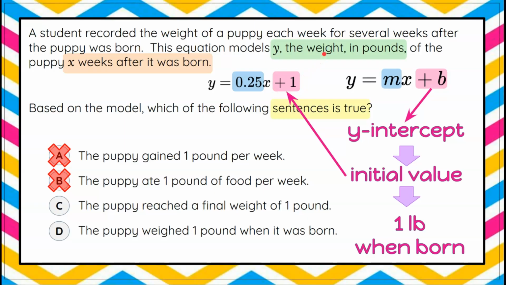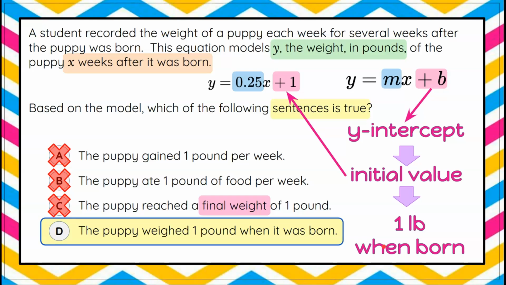That tells me that at 0 weeks, the weight of the puppy was 1 pound. So at birth, the puppy weighed 1 pound. 1 pound when it was born. Let's look at our answers. C says the puppy reached a final weight. Final weight, no, it wasn't a final weight of 1 pound. It was 1 pound when it was born. So D, the puppy weighed 1 pound when it was born. That is our answer choice, 1 pound when it was born. So we know that that is the one sentence that is true given this information.